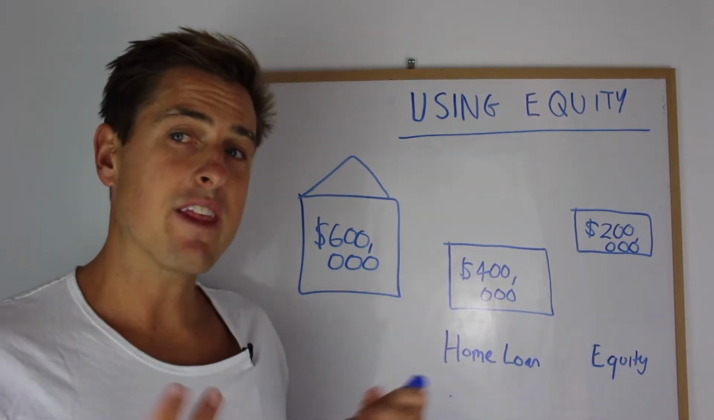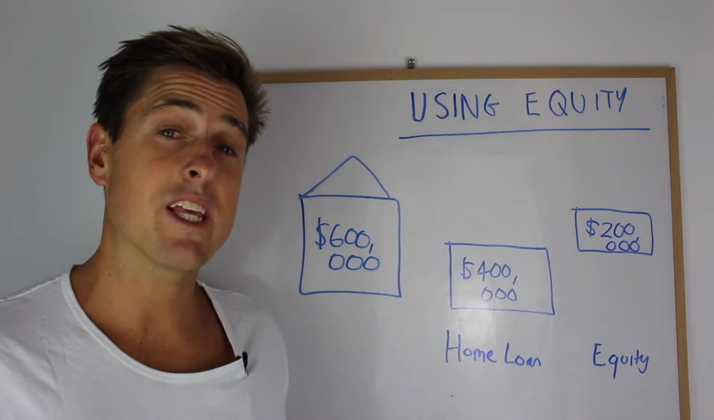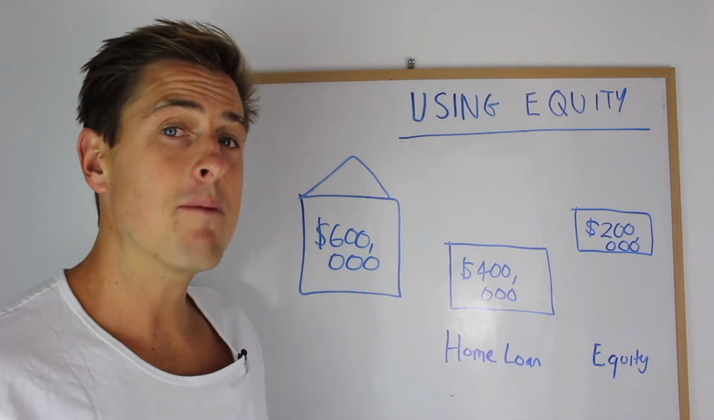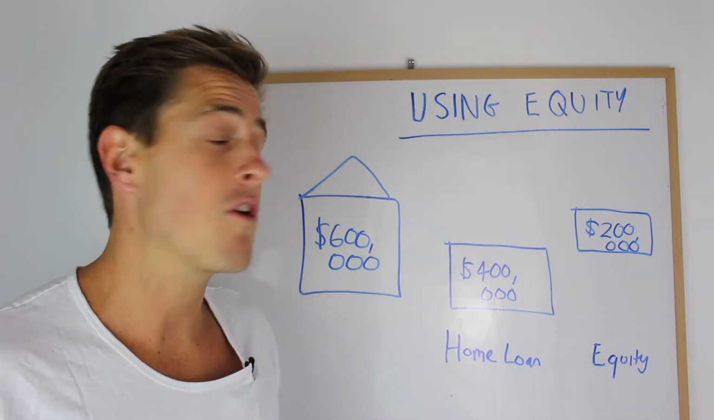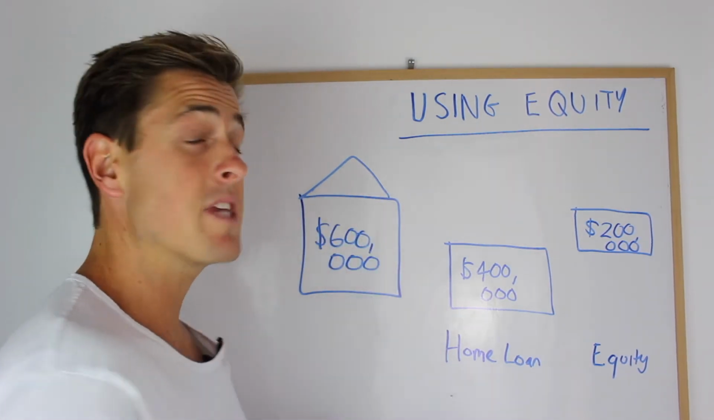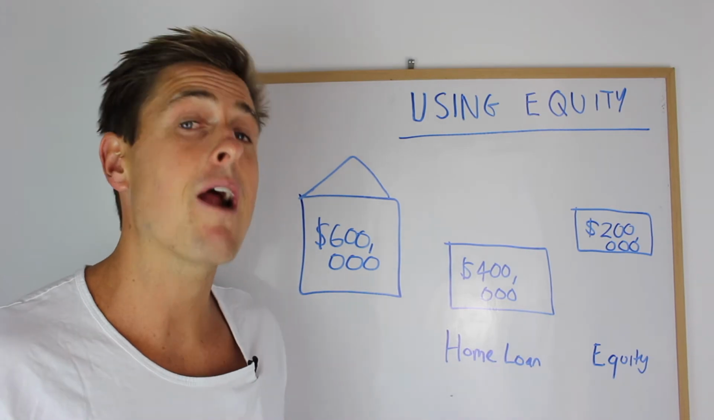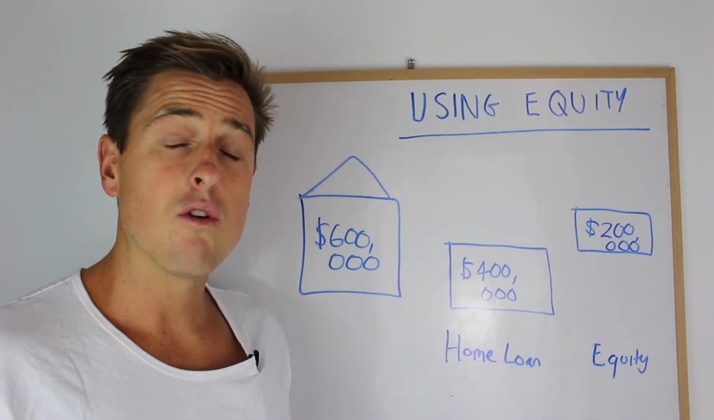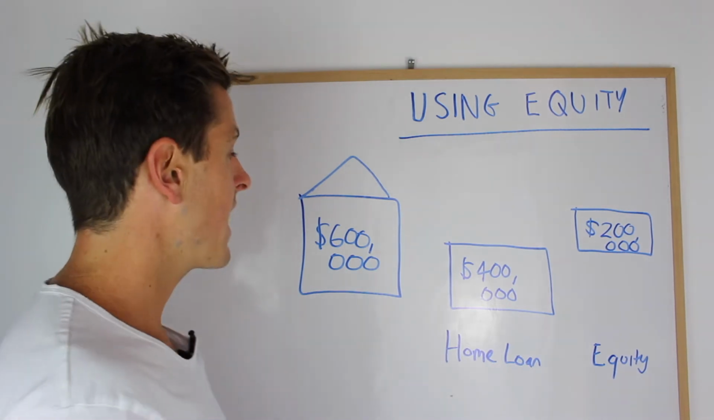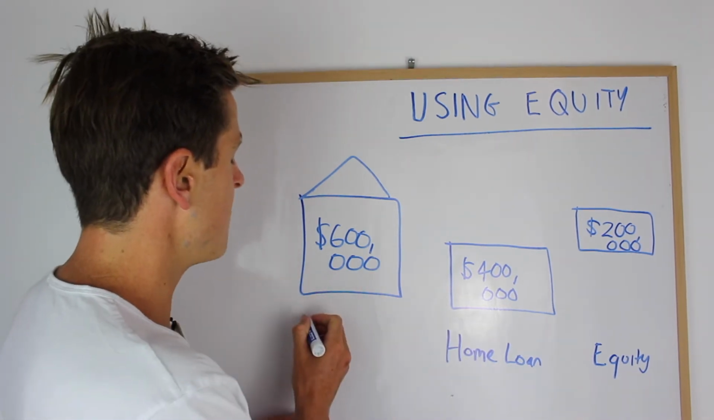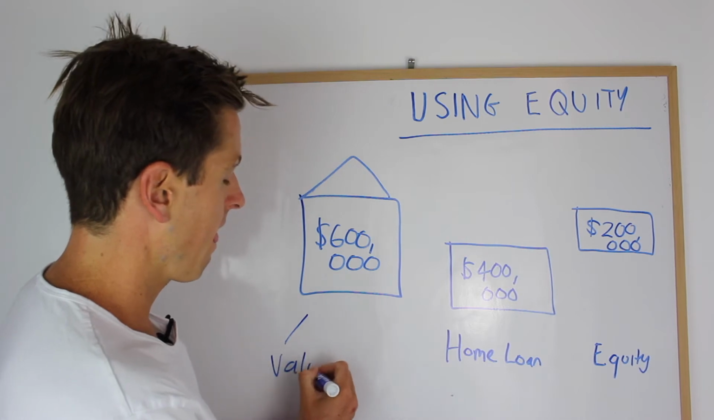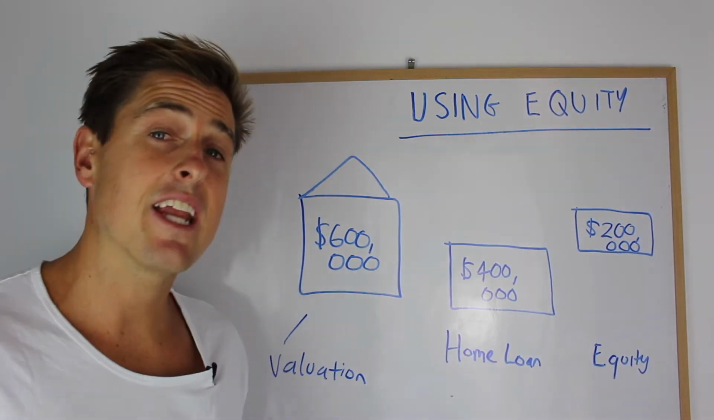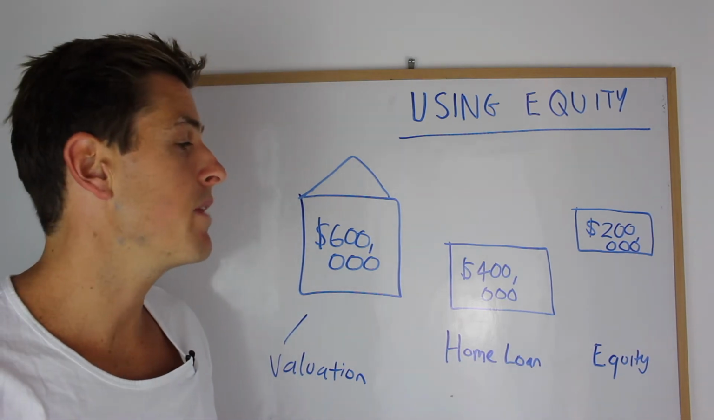Now, the way that this works is really simple. The first step to working out how much equity you own might be to roughly jump on realestate.com and see what similar homes in your suburb that are directly comparable are selling for. Then you might want to ring up your bank or your mortgage broker and say, I'd like to organize a valuation on this property so that they can ascertain exactly what the current market value is.